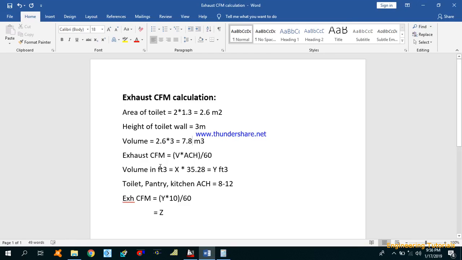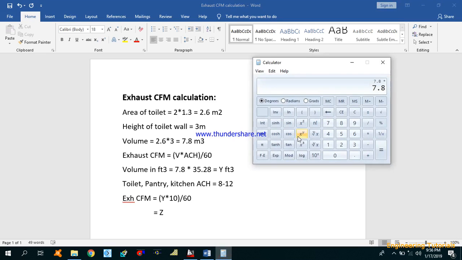In order to calculate the exhaust CFM, we have to use this formula: volume into air changes per hour divided by 60. But this volume should be in cubic feet. So in order to convert the volume from cubic meter into cubic feet, we need to multiply it by the conversion factor 35.28. So 7.8 into 35.28 will give 275.18 cubic feet.